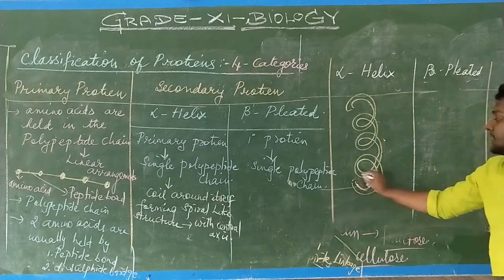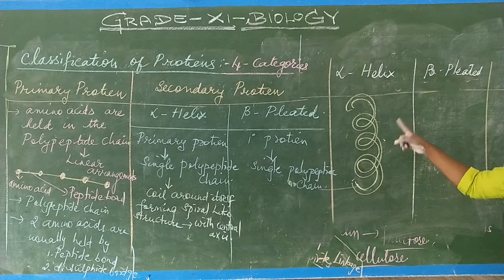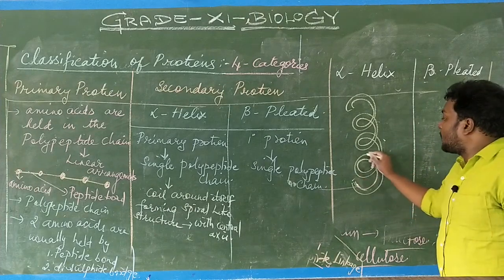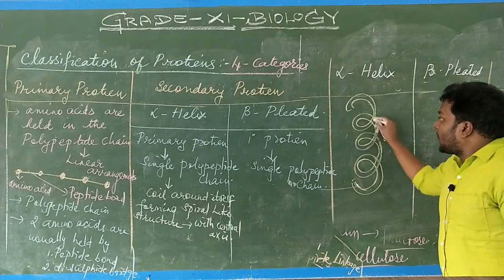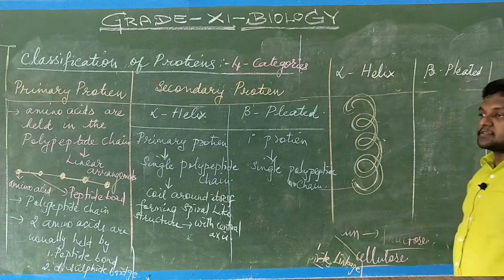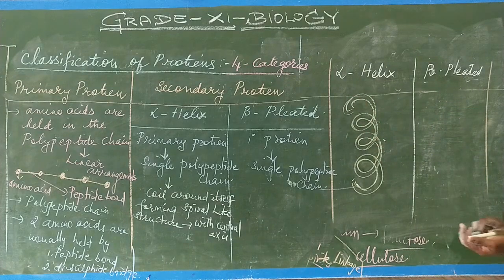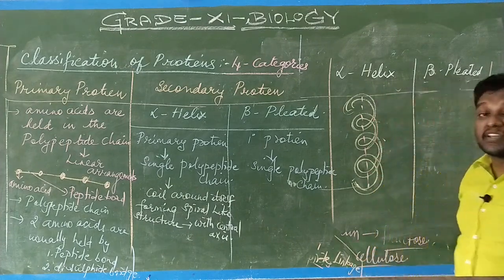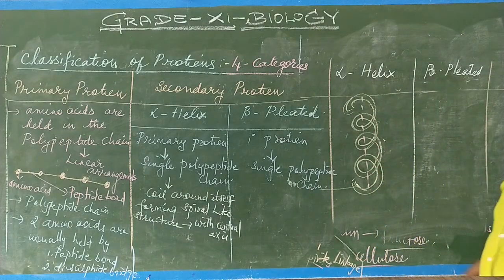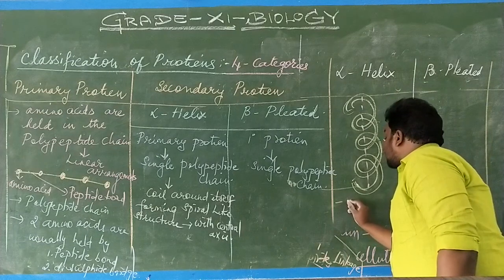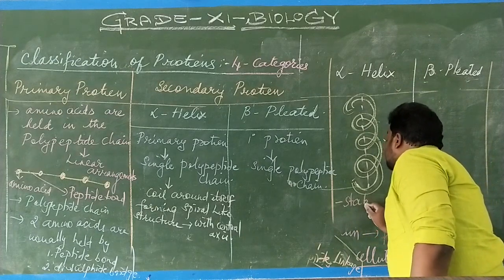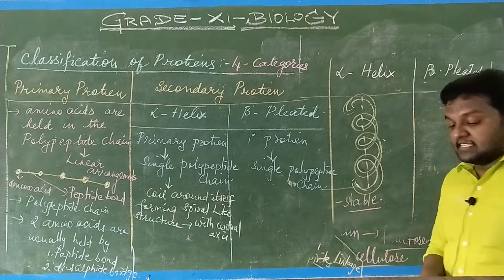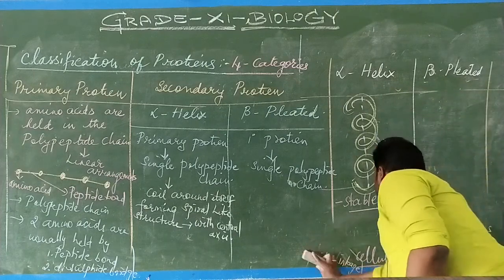So this is a polypeptide chain, single polypeptide chain. And the single polypeptide chain எப்படியா இருக்கு? coil ஆகி spiral like structure அது exhibit பண்ணியிருக்கு. You can see there is the central axis to be present. This alpha helix structure is more stable. This tends to be more stable.